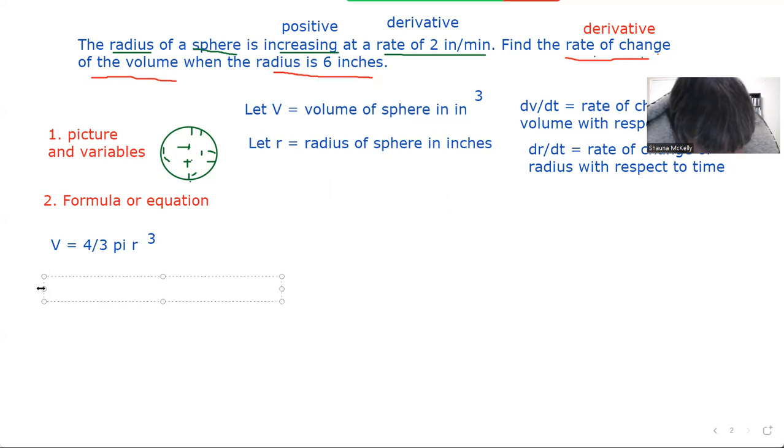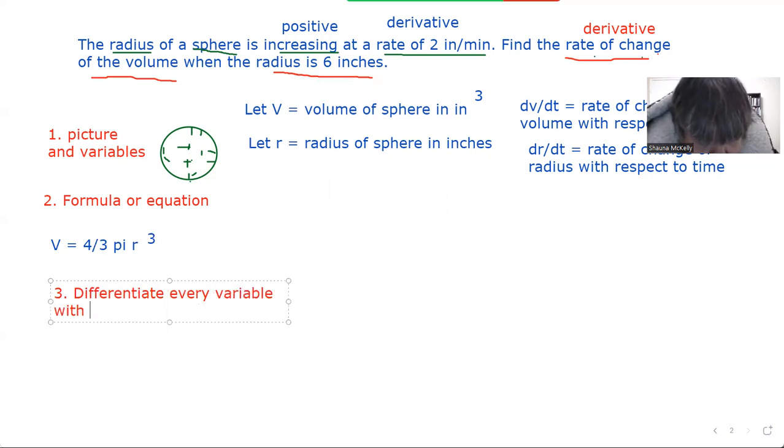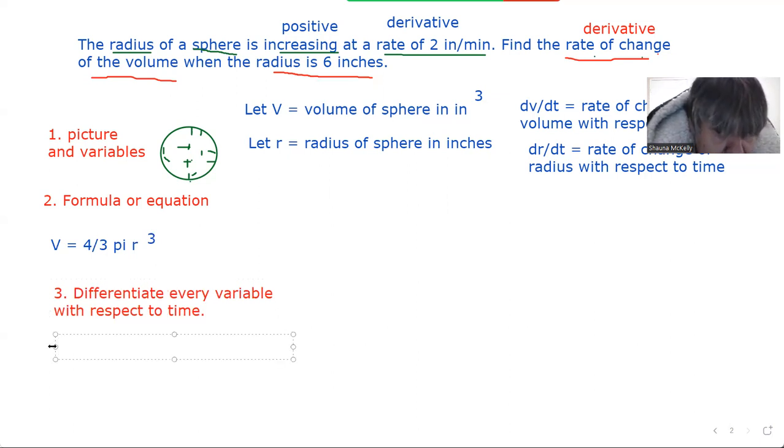Now, the next thing you're going to do is differentiate everything with respect to time. This is your implicit derivative. So you differentiate every variable with respect to time. So you get dV/dt.